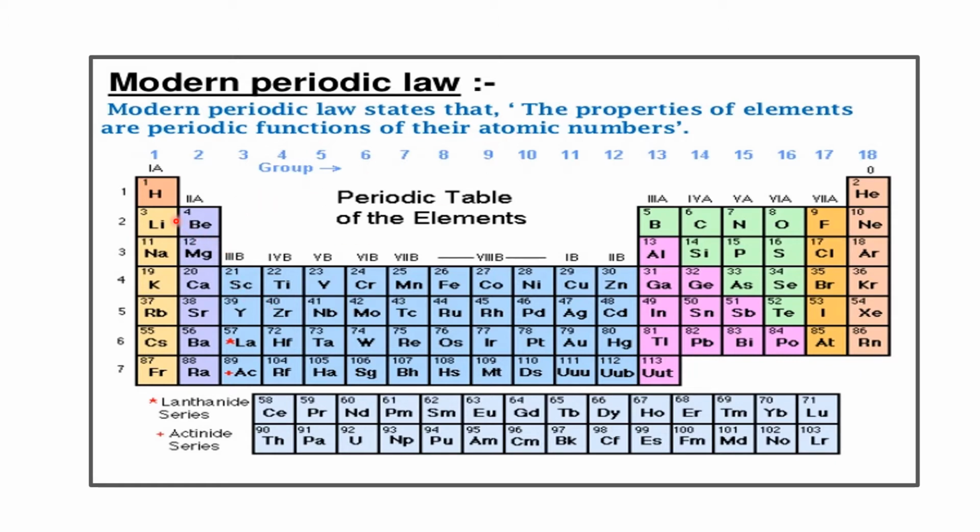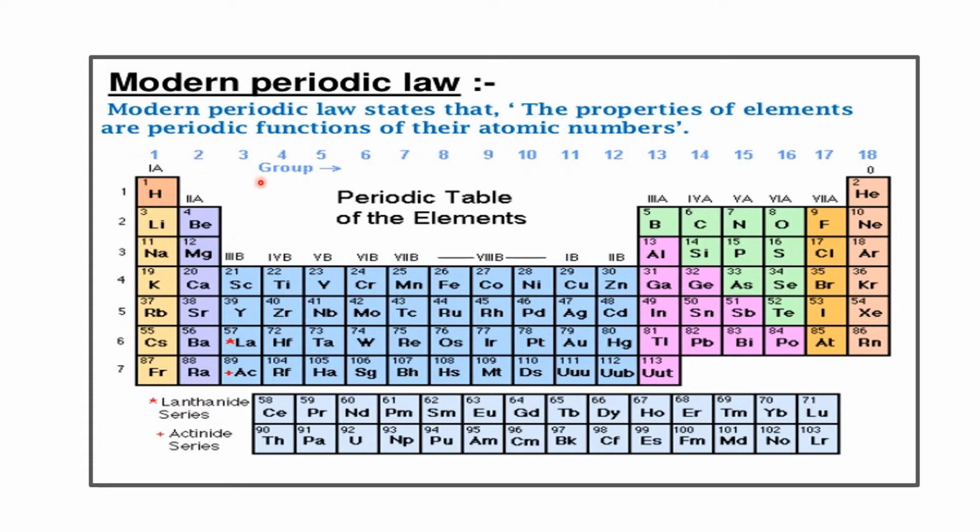So, here you must have remembered that in the previous class we have learned that the vertical columns are known as groups, and here you can see that there are 18 groups. First group, second group, third, 4, 5, 6, 7, 8, 9, so on till 18 groups you can see. And the horizontal rows are known as periods. So here this is horizontal and these are known as periods. And you can see that there are 7 periods.